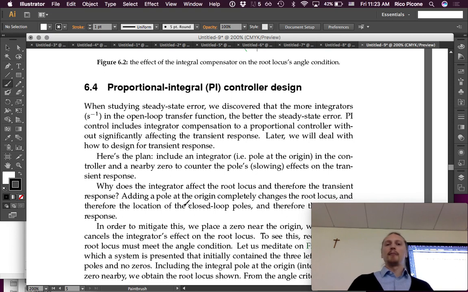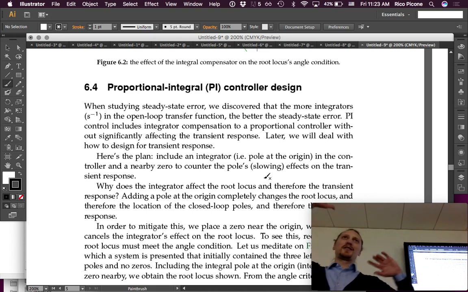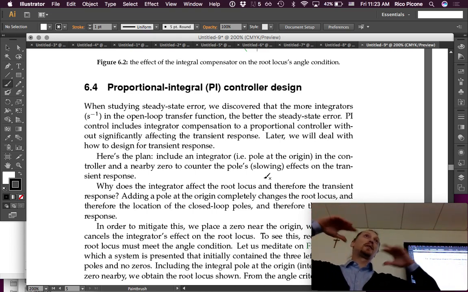So here's the plan. Include an integrator, which is also just a pole at the origin, in the controller, and a nearby zero to counter the pole's slowing effects on the transient response. So if you just plop an integrator in there, it has a significant effect on the transient response. It totally changes the root locus plot. Okay? And you can imagine, you guys know the construction rules, it's going to totally change how the root locus branches occur, like on the real axis initially, but then also everywhere else.